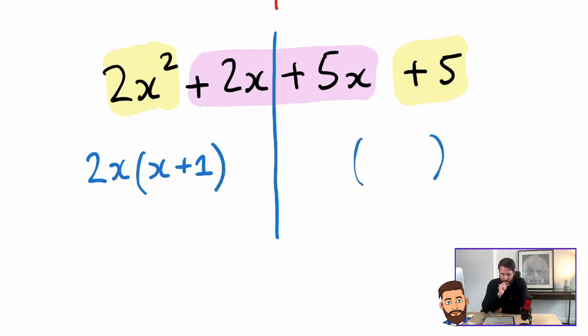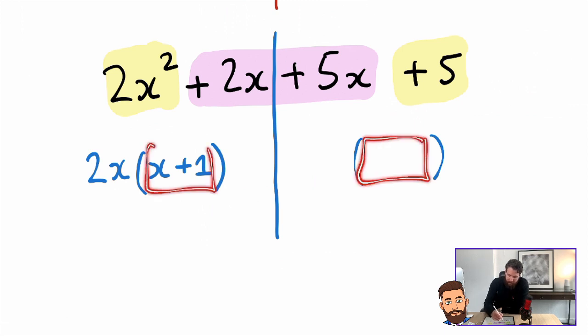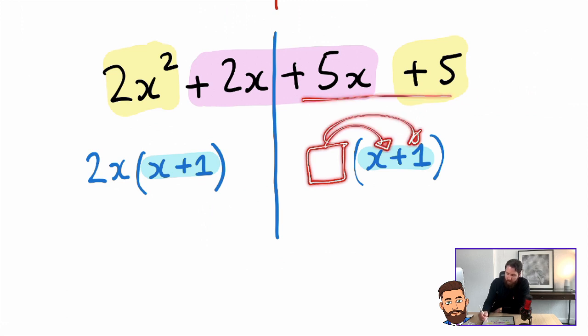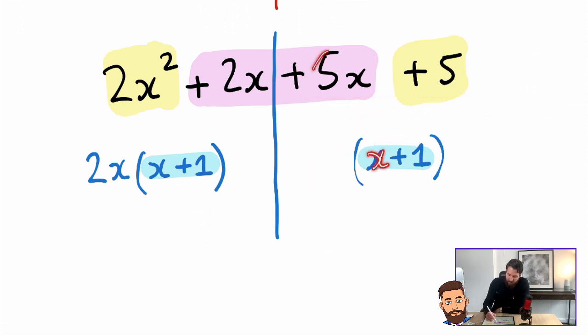Here is the tip. We need to make sure that these two brackets are the same. So once you've found out what this bracket is, because we know they need to be the same, we're just going to bang that straight into this one. Then use logic to work out what would have to be on the outside to multiply to give us this. What do I times x by to get 5x? 5. Check if it works. What's 5 times 1? Plus 5. So that's perfect.